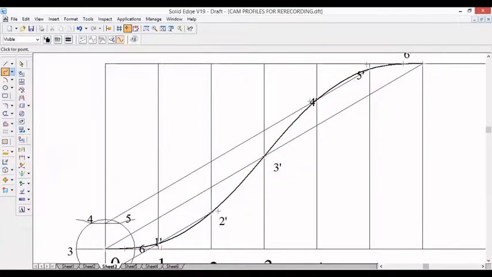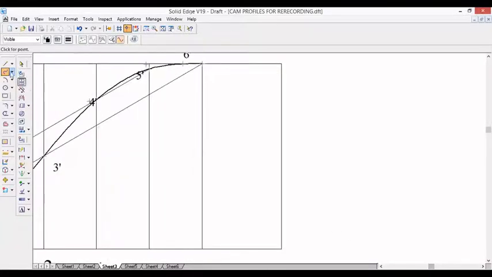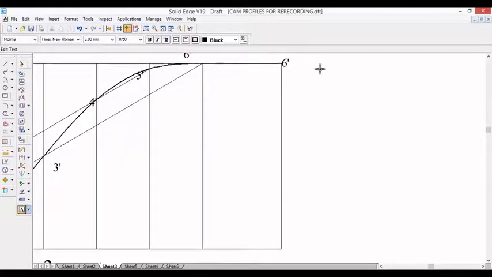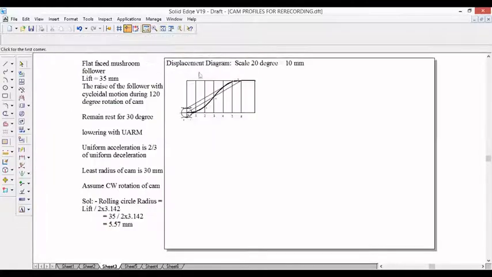And next is followed by dwell. So the dwell line should be a thick line, 6 to 6 dash. Since there is no rise, this also will be 6 dash. So this completes the rise and dwell part.